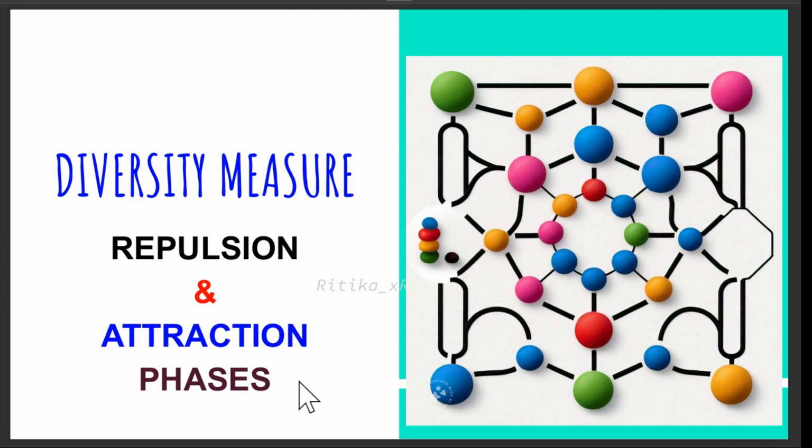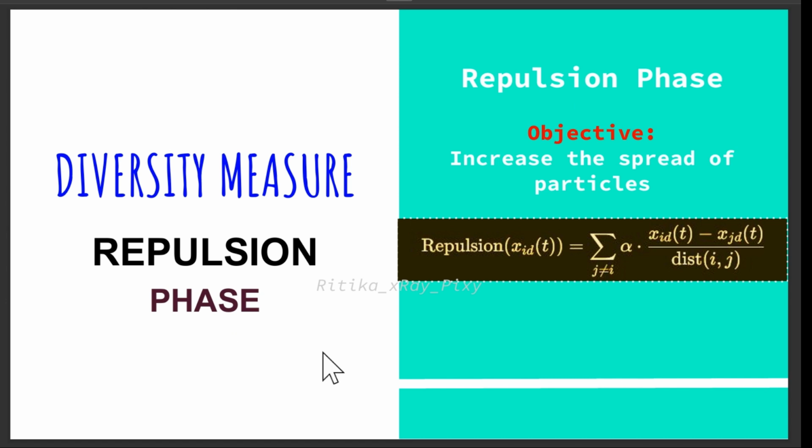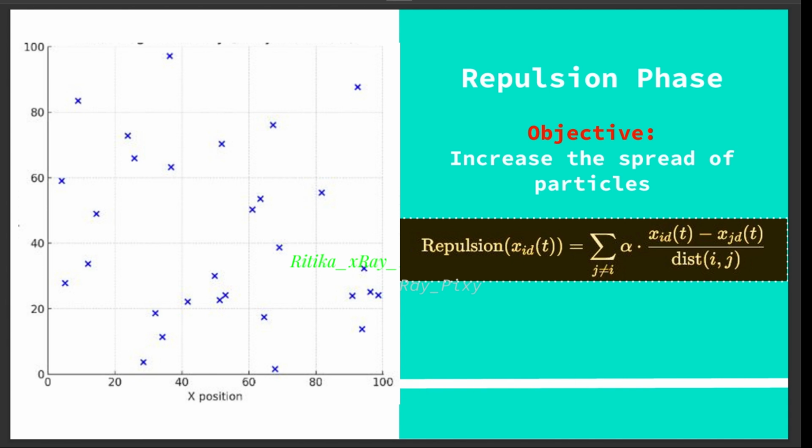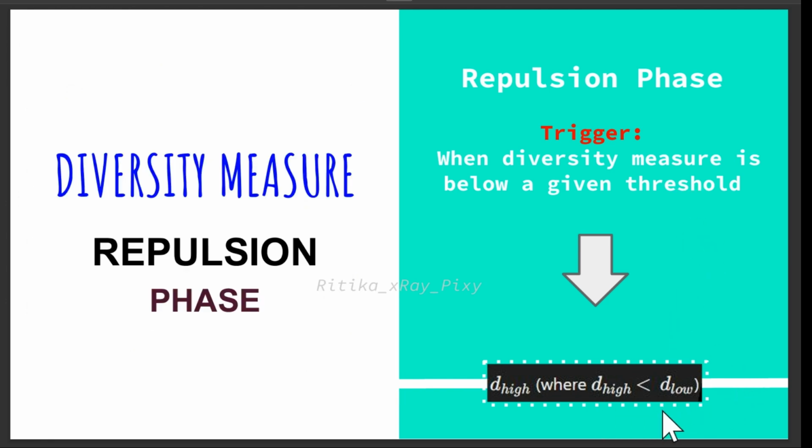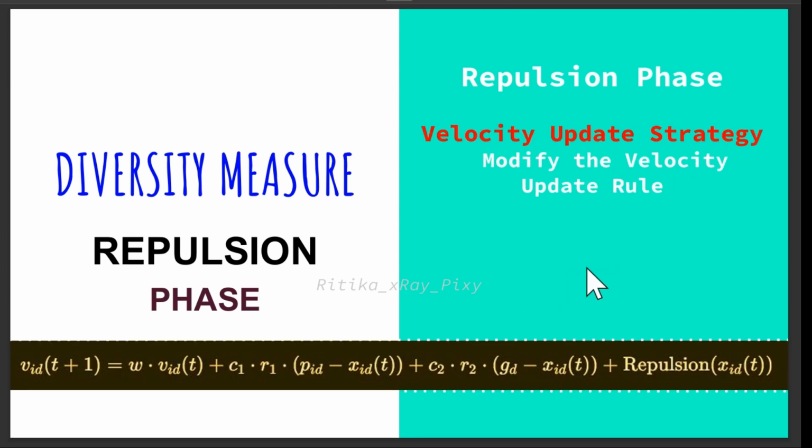After that we have repulsion and attraction phases. In the repulsion phase, our objective is to increase the spread of particles to explore new regions of the search space. So we want our particles to explore the entire search space to avoid premature convergence. The trigger is when the diversity measure is below a given threshold value. So what we can do here is update the velocity update strategy.